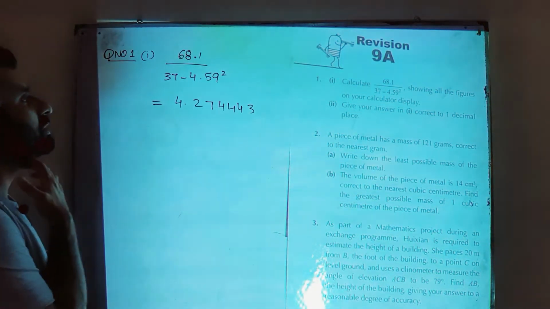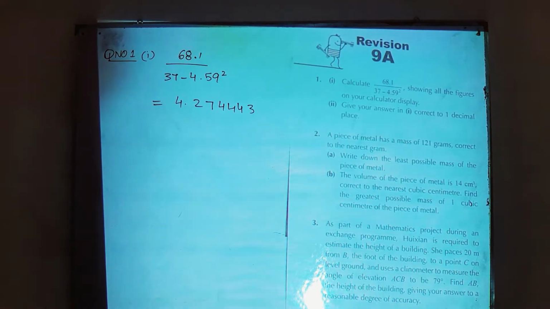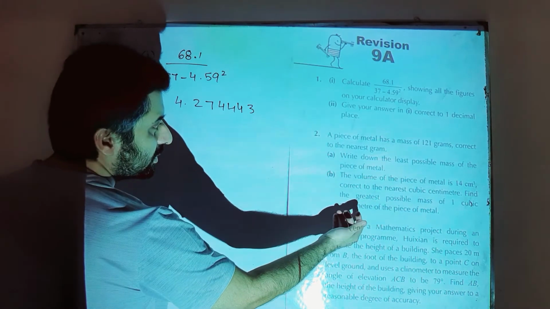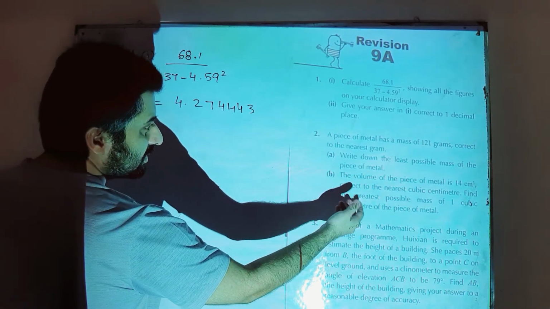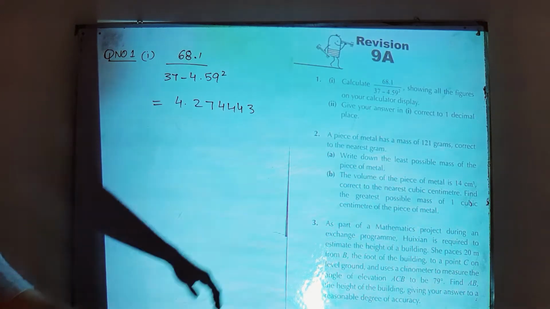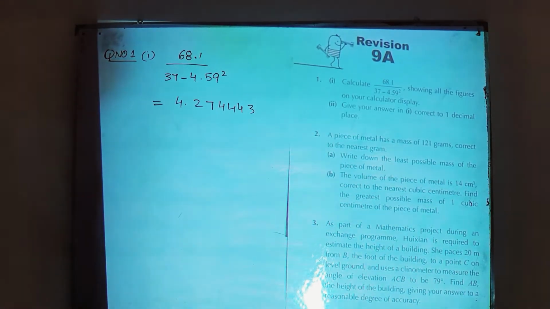Question number 1. So we are going to round up some numbers over here. We are going to use a calculator. We are going to work on the least possible mass, the maximum possible volume, and a question from trigonometry maybe.